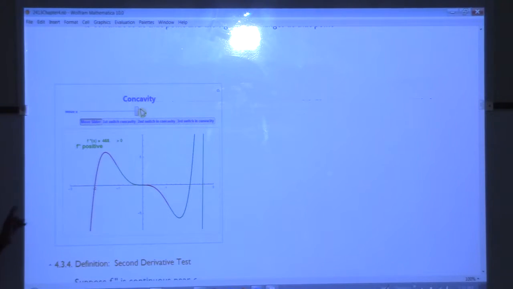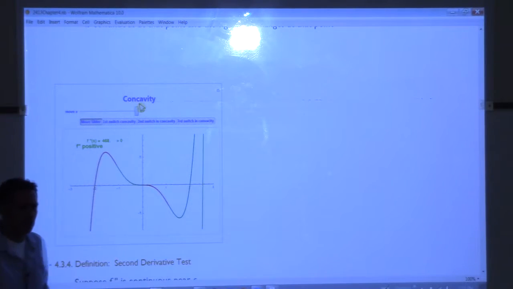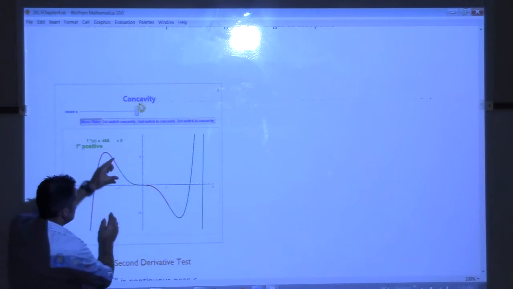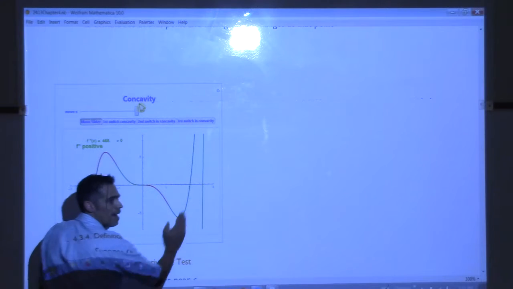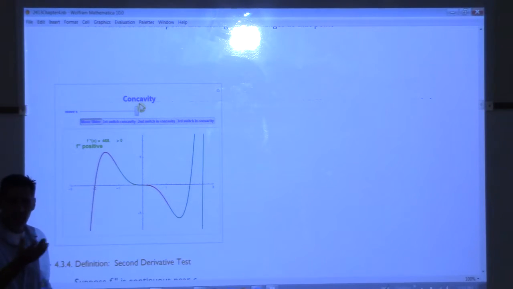So can you tell from those pictures what concavity is really telling you about the function? Negative concavity, positive concavity, negative concavity, positive concavity. Is it like telling you the way it bends? The way it bends, yes. It's like a smile or a frown. That's what the second derivative is all about: smiles and frowns, okay?